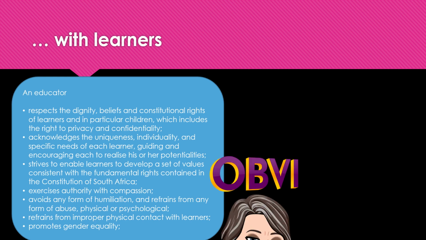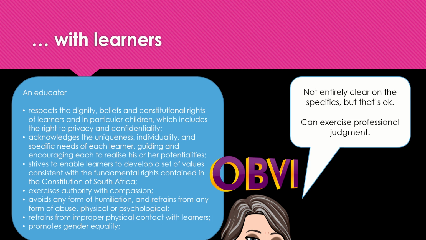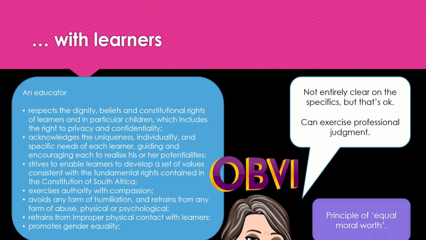Okay, so most of these are really easy to get behind. And even when the substance of their enactment is not always totally clear, maybe that's appropriate to enable a teacher to exercise professional judgment. For example, what might be the specific needs of each learner and their potentialities. Refraining from abuse and promoting gender equality are, I'm pretty sure we'd agree, good things. And they sit comfortably with the Constitution and its bedrock principle of equal moral worth, which is the idea that all people are equally worthy of the same rights, treatment, and consideration.